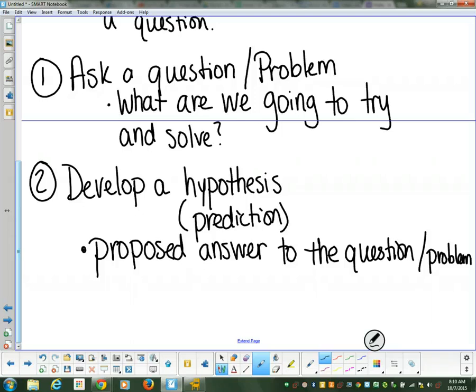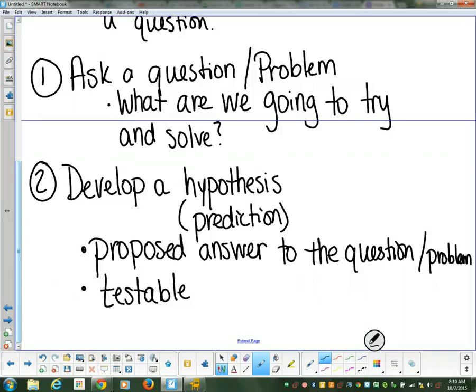The other thing that a hypothesis has to be is testable. What does it mean to be testable? That you can test it. Yeah, that you can test it, that you can run an experiment on it.